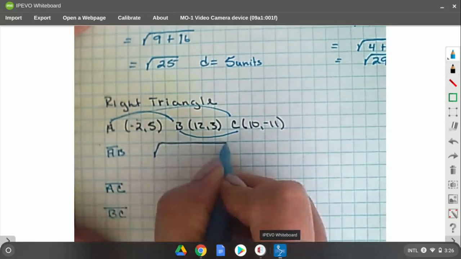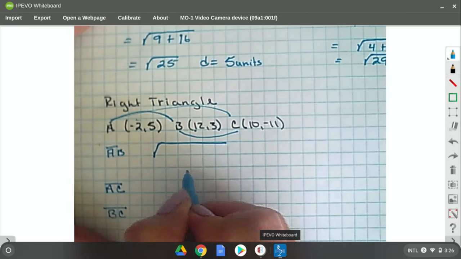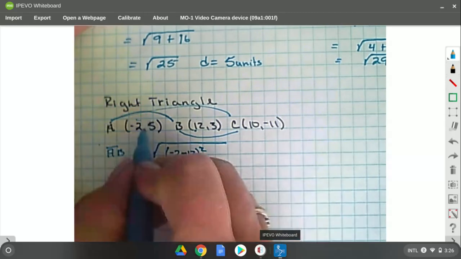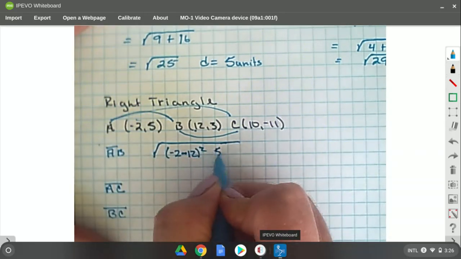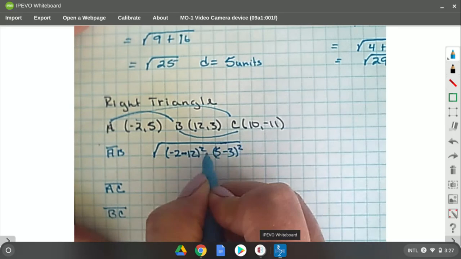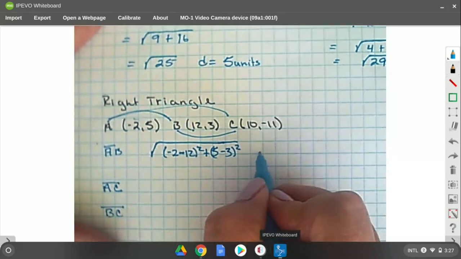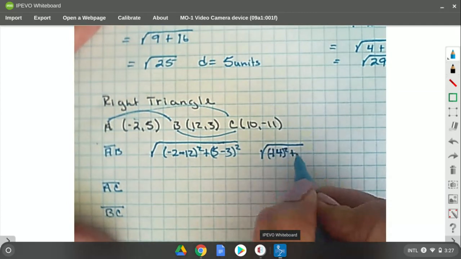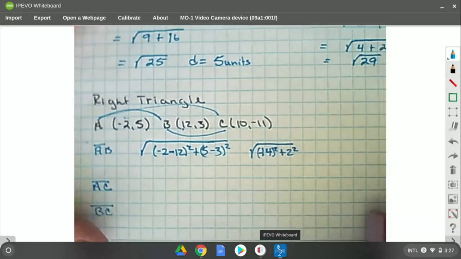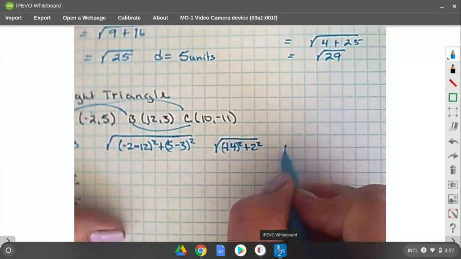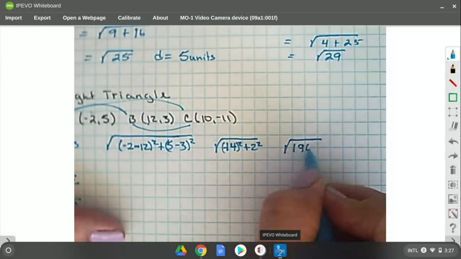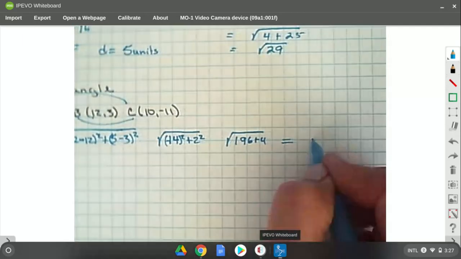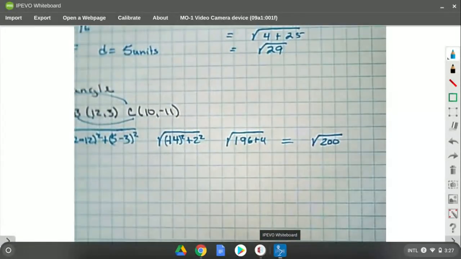So AB, x minus x, -2 minus 12 squared, 5 minus 3 squared. Get my plus sign in there. All right, so now I have the square root of negative 14 squared plus 2 squared. So that gives me the square root of 196 plus 4. So my distance of AB is the square root of 200.